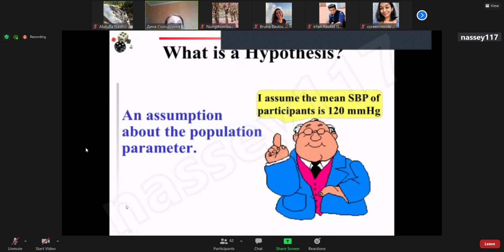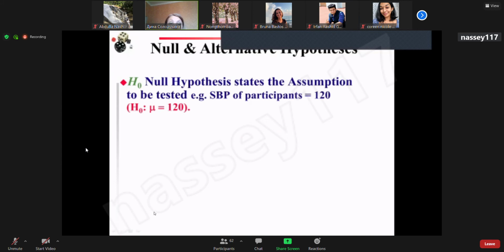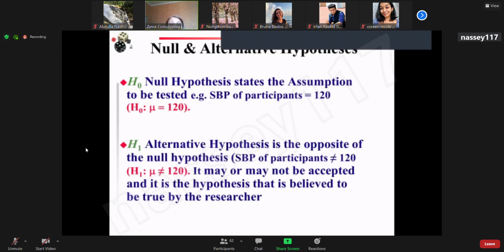Okay, so then we must formulate the null and alternative hypotheses. What is called null? In the null hypothesis, we say that there is no difference between studied groups. Usually in the null hypothesis, we say that two compared groups have absolutely the same parameters, and if there is a difference, it's just due to chance. So in our case, the null hypothesis states the assumption that the systolic blood pressure of participants is 120.